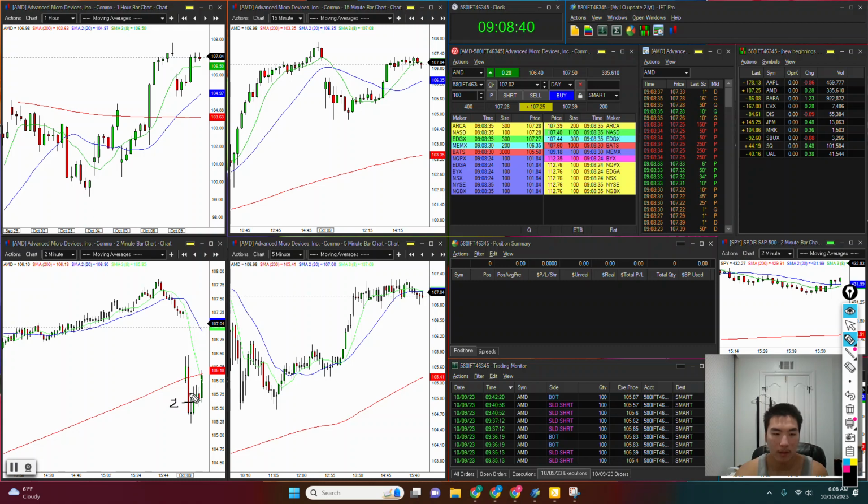And then my stop was about here. Max stop. Then I got the actual color change, so I added around here. Let's see. Added around here, 2 more. And then, well, I move my stop tight.